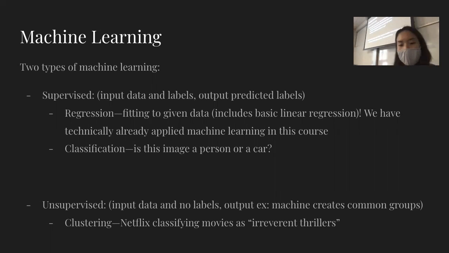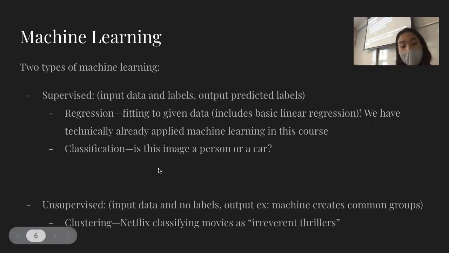And then, as I mentioned before, classification. So if you wanted to classify, is this image a person or a car? This would also be supervised since you're giving them the correct labels and you're trying to get back more labels from your model.